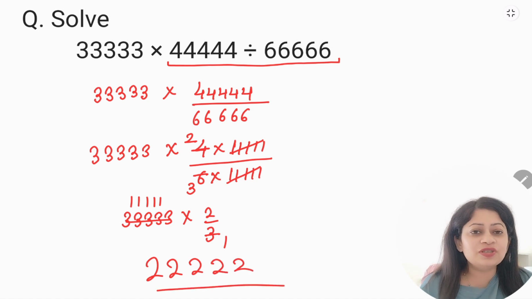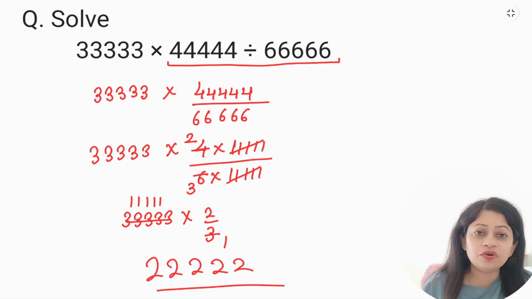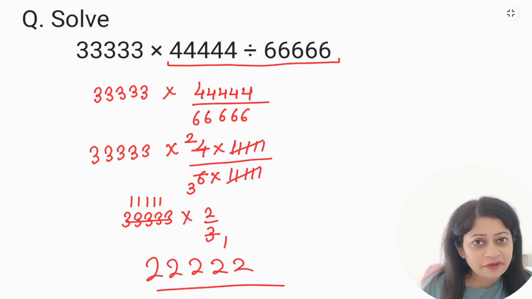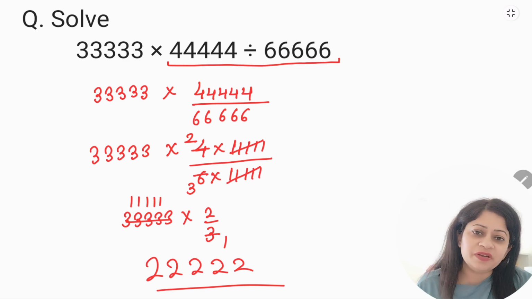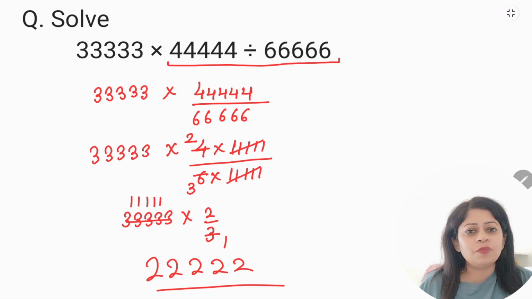So the question was very simple. The only thing is you need to observe the pattern, observe things like what can you do and how do you need to solve it, right? So you always try to solve the division part first and then come to the multiplication. So I hope you understood this. This was a very easy BODMAS question.